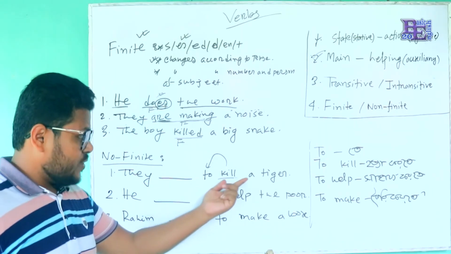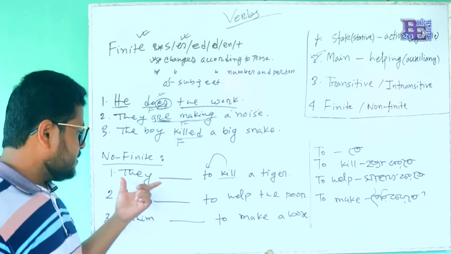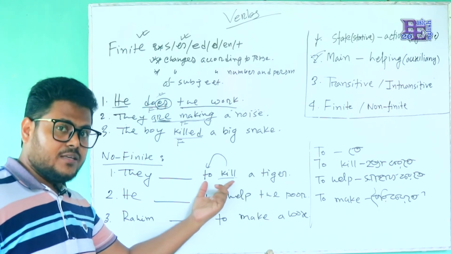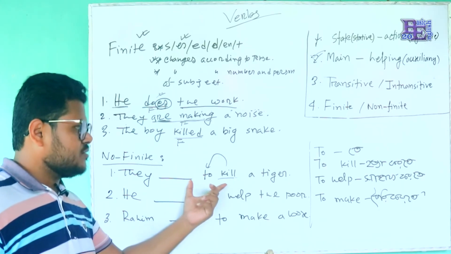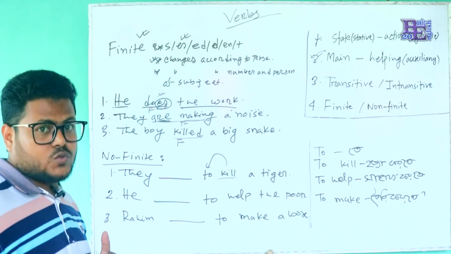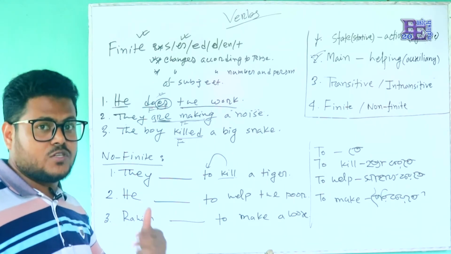So now translate these sentences into Bangla, and what will be the meaning. They dash to kill a tiger. That is, তারা একটি বাঘ হত্যা করতে. If you say like this, it will not satisfy the person you are talking to. Okay, you need something to complete the meaning, or some of the verbs to complete the meaning.